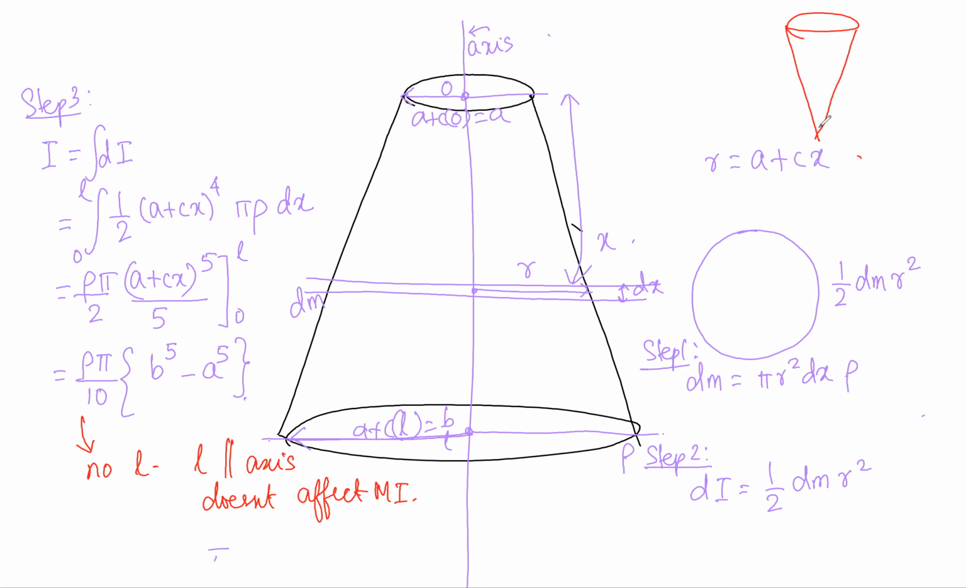If I had a perfect ice cream cone, then A would have been equal to 0. In that case, the moment of inertia would have just been equal to 1 by 10 rho pi B to the power 5, where this is B. So in general, it's a very general calculation. You can apply it to a cone, you can apply it to a frustum, you can apply it to several different things.